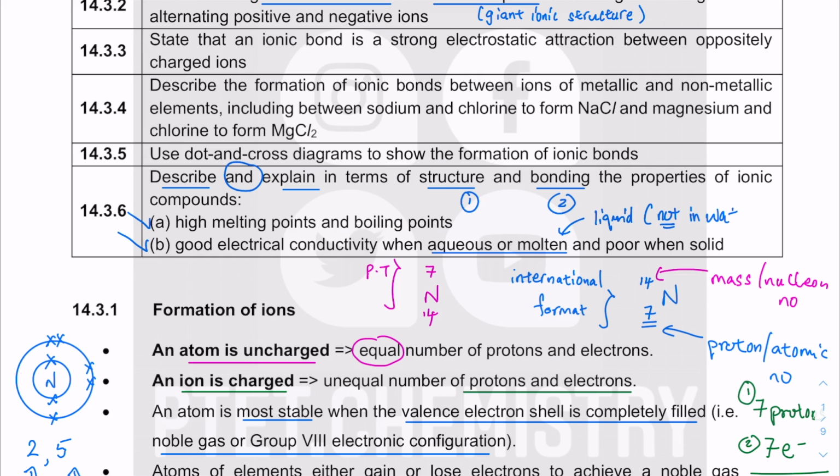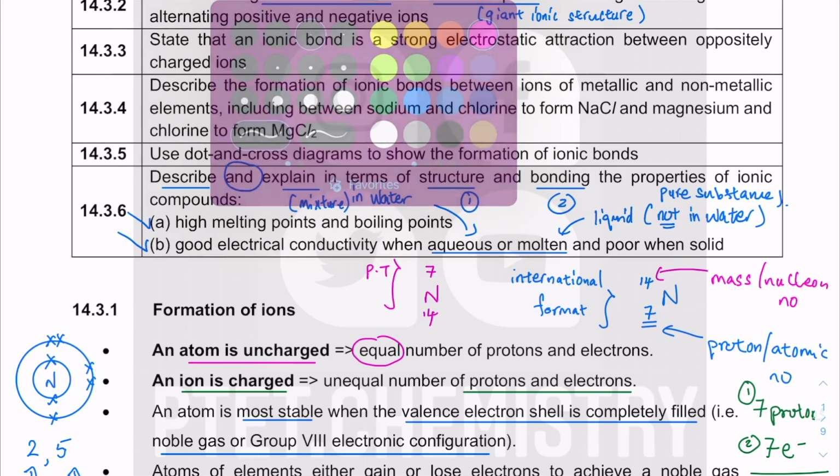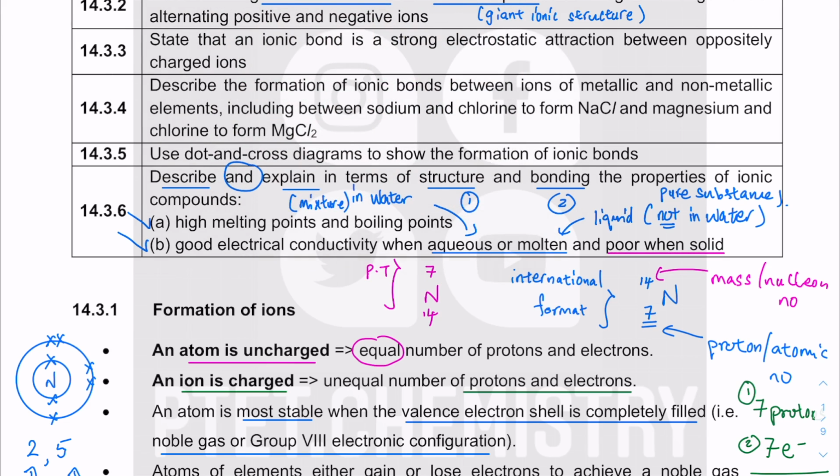Water plus your substance would mean it's a mixture. Liquid means pure substance. There is no other substance, it's not a mixture. Whereas when you have aqueous, what does aqueous mean? Aqueous means in water. So what you have is a solution, a mixture. We learned mixture and pure substance in the previous idea on atoms, elements, compounds, and mixtures. But then we also think about it has poor conductivity when solid.